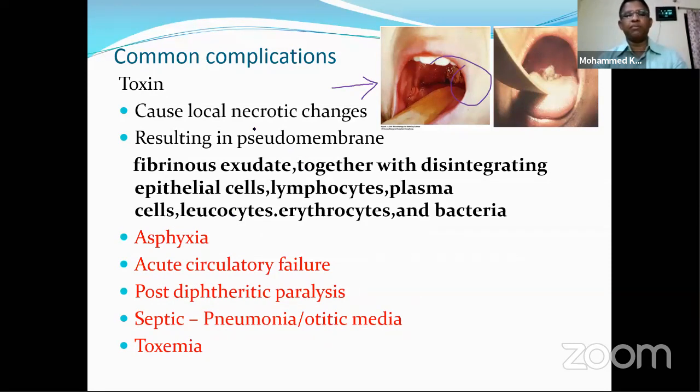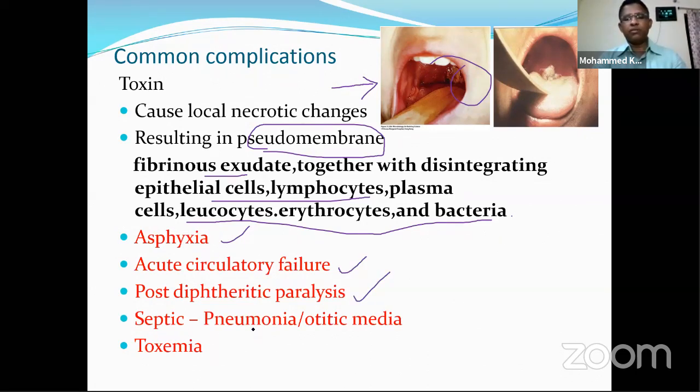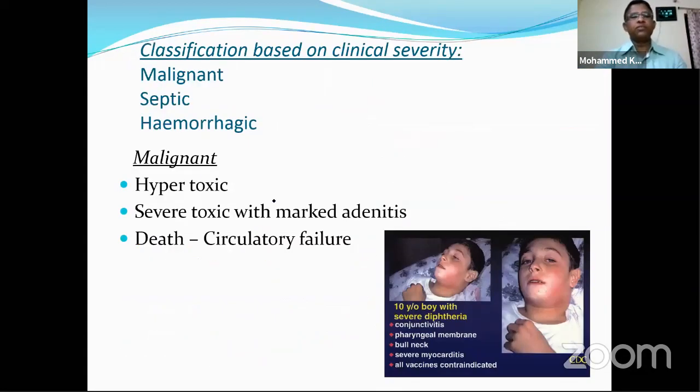For people who are in second MBBS, it is nothing but fibrinous exudate together with disintegrating epithelial cells, lymphocytes, plasma cells, leukocytes, erythrocytes. Please take a pic of this if you have a mobile phone with you. Diphtheria can cause asphyxia, acute circulatory failure, post-diphtheritic paralysis. It can also cause septic pneumonia and toxemia. We're going to learn more on this. Malignant, septic, hemorrhagic. As you can see here, typical bull neck deformity is there.